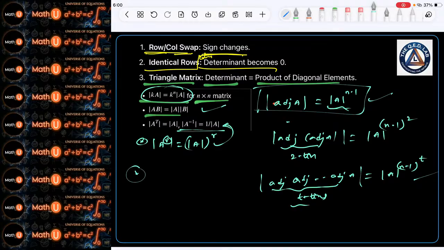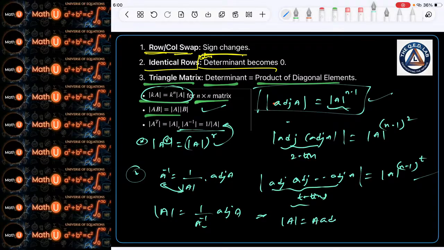And there is one more property. We know that A inverse is equal to 1 by determinant of A into adjoint of A. Just cross multiply, just swap these two, interchange A inverse and determinant of A. We get determinant of A is equal to 1 by A inverse into adjoint of A. If you take A inverse into the numerator, it gives us determinant of A is equal to A into adjoint of A. You should always remember this important property.